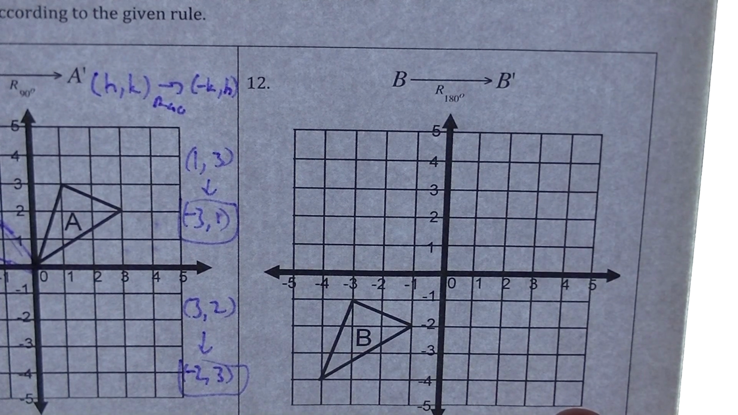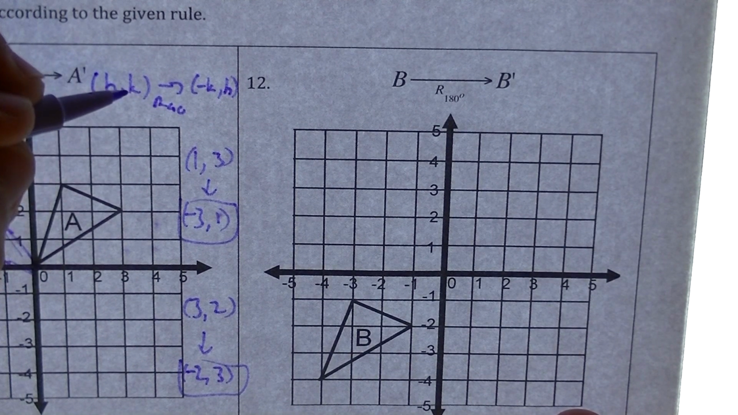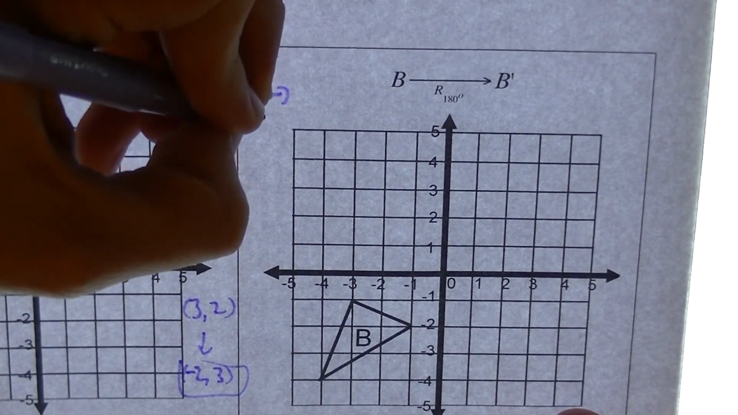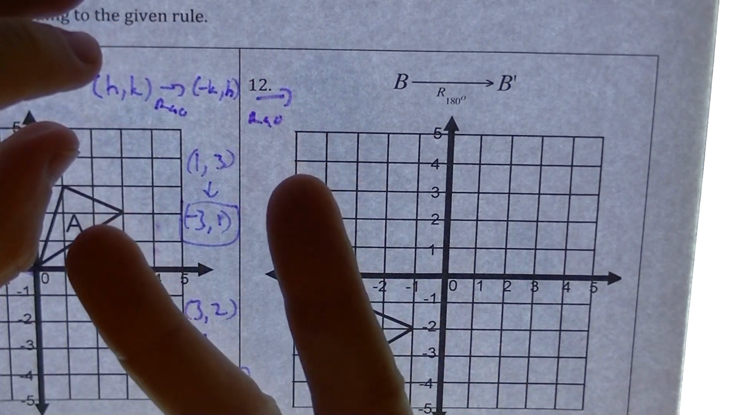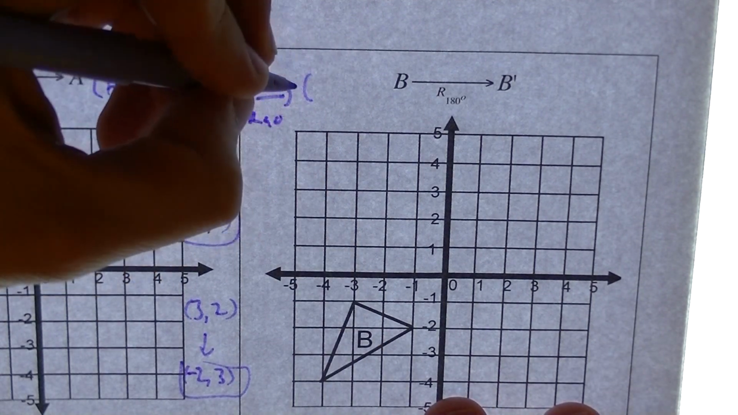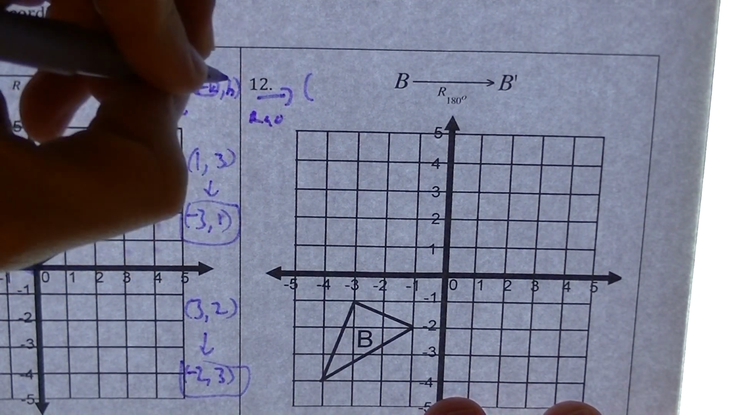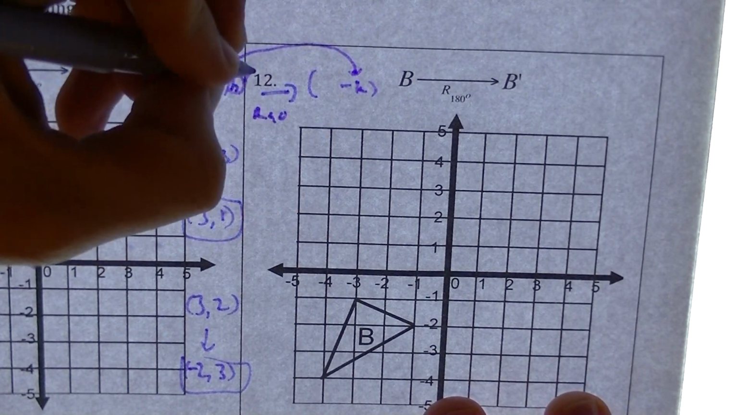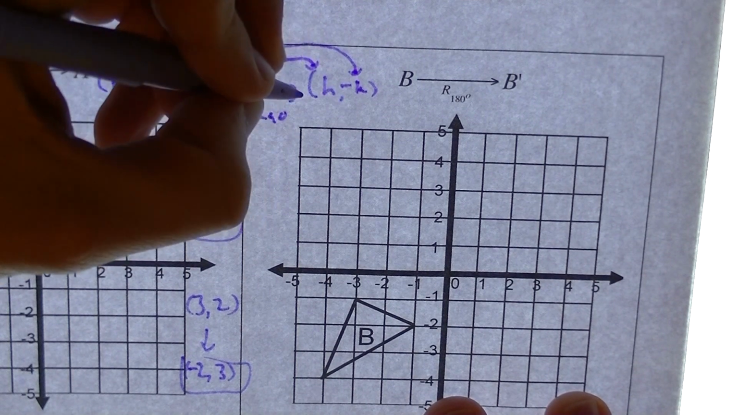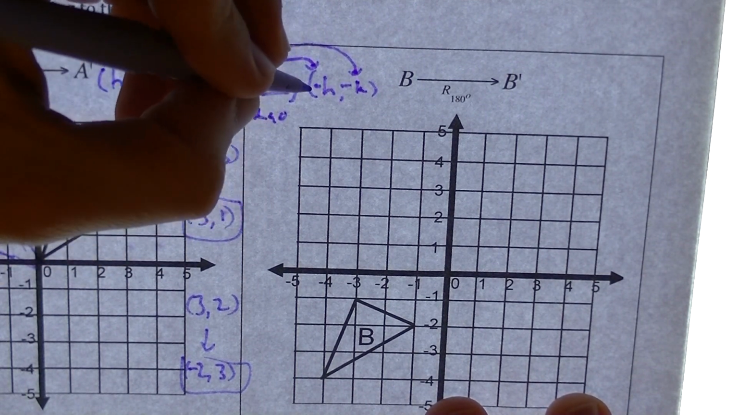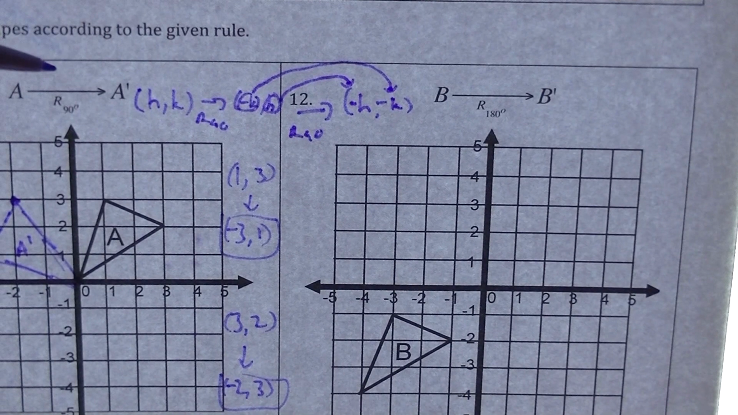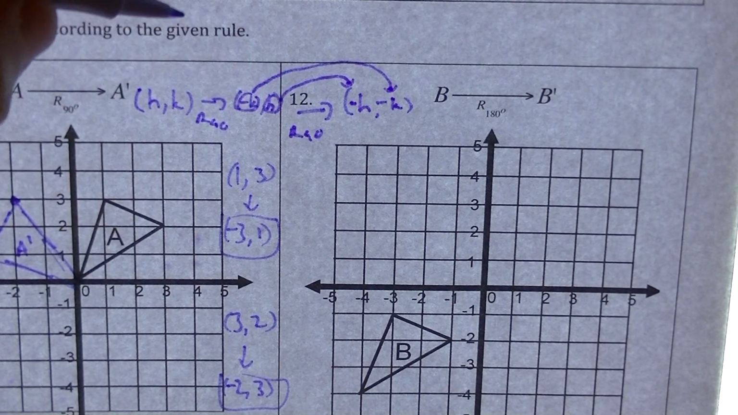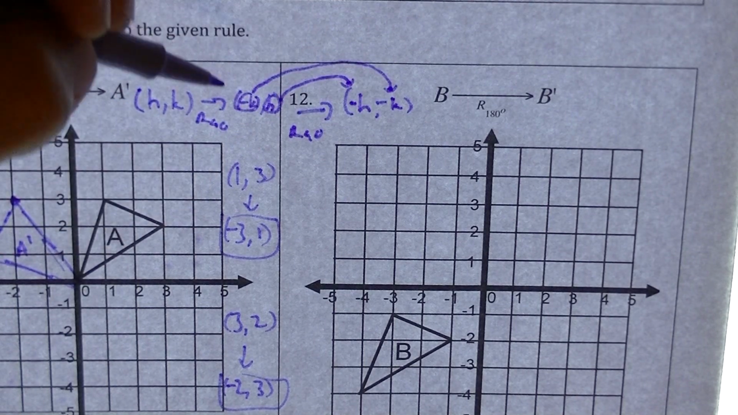Okay, B prime. Well, a rotation of 90 degrees brings me from HK to negative KH. If I do 90 more degrees, I'm going to switch them and then change the sign of the first one again. So now this negative is going to come along for the ride to be negative K over here. This H is going to go over here, and I have to put a new negative sign in front. So if I started with HK, I do 90 degrees, 90 more degrees to make it 180. I'm going to end up with negative H, negative K.